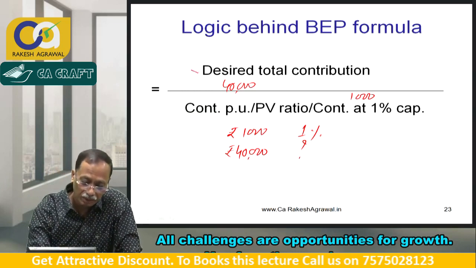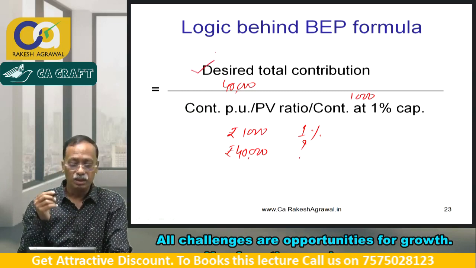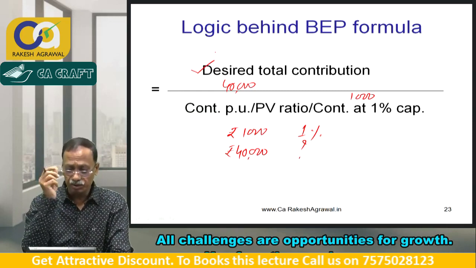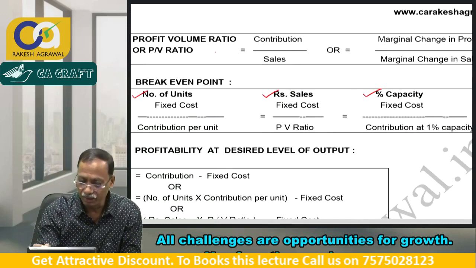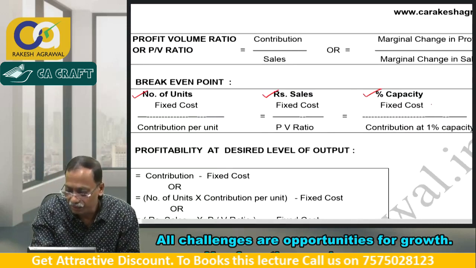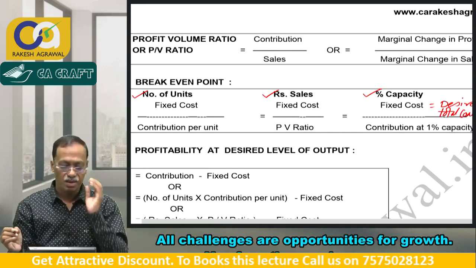If you want the BEP formula in your printed notes, in the numerator you will write total fixed cost is nothing but desired total contribution. It means you can write it here anywhere. This fixed cost is nothing but desired contribution in your notes. This is desired total contribution. Getting it?